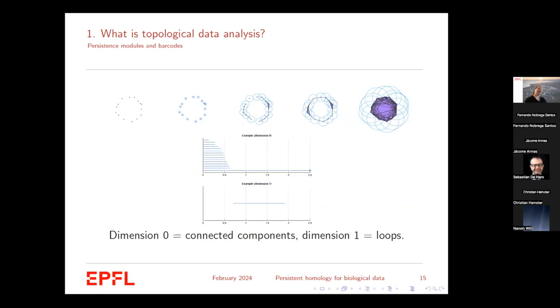The output from this procedure is very nice. It's called a barcode, and it's a visual representation of what happens to the topological features in the filtration. So in dimension 0 here, we're looking at connected components. On the x-axis, we have the epsilon value. And here, each bar represents one connected component. So initially, each point is a separate connected component.